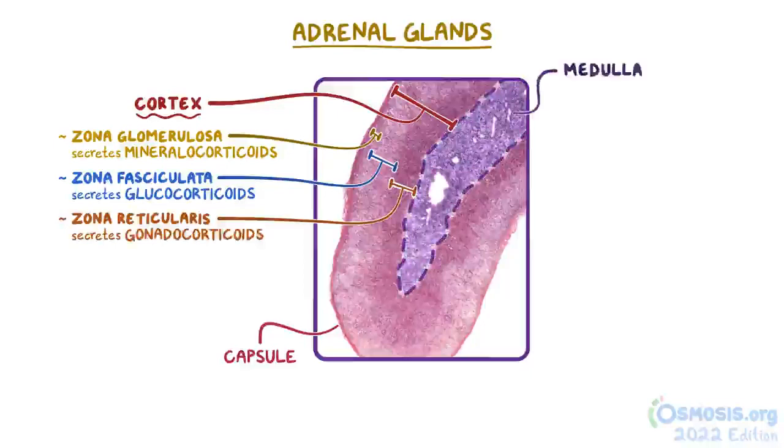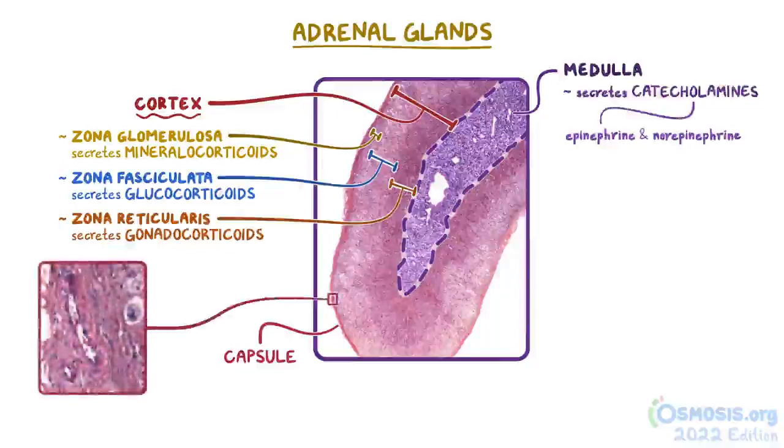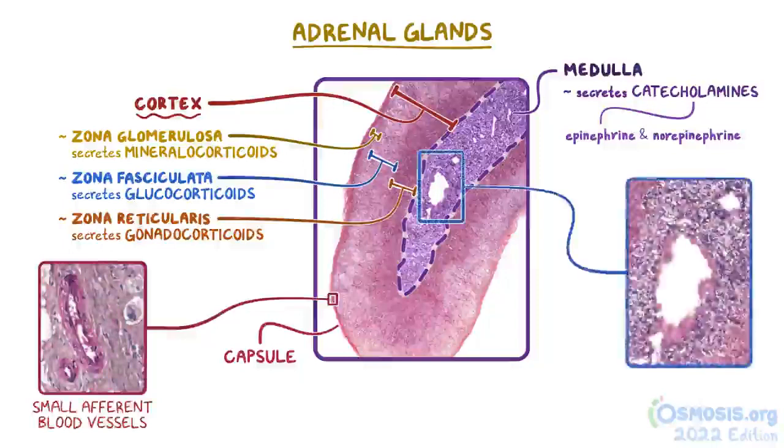The adrenal medulla is the region that's most centrally located and visibly distinct from the cortex. The medulla is responsible for secreting the catecholamines, epinephrine and norepinephrine. If we zoom in further, we can see some of the blood vessels of the adrenal gland. Just outside of the capsule, there are small afferent blood vessels that are branches of the suprarenal arteries that supply blood to the adrenal gland. And within the medulla, there are the large medullary veins that drain blood into the suprarenal veins.